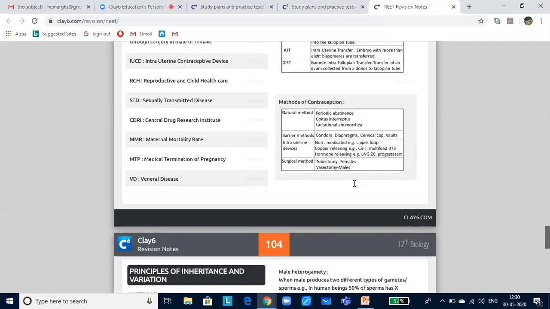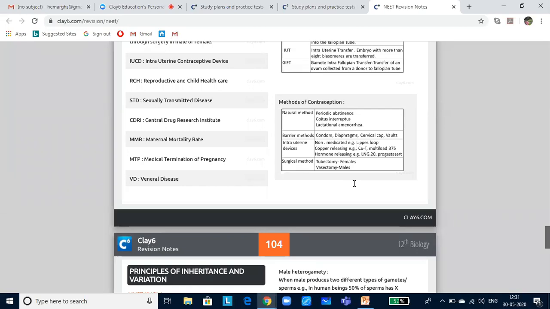Intrauterine devices are introduced into the uterus. The IUDs in use are Lippes loop, Copper T, Copper 7, Multiload 375, LNG 20, etc. The copper ions released by the IUDs will suppress sperm motility, and they will also make the environment unsuitable for the sperms.